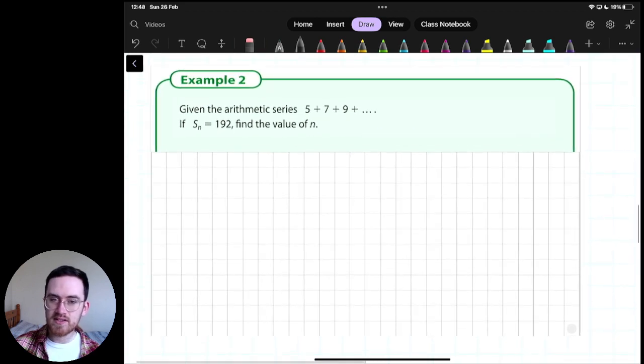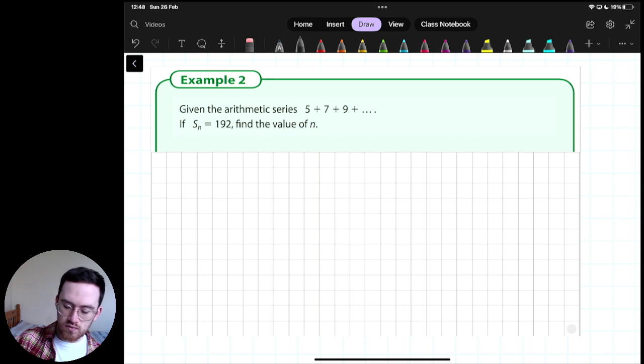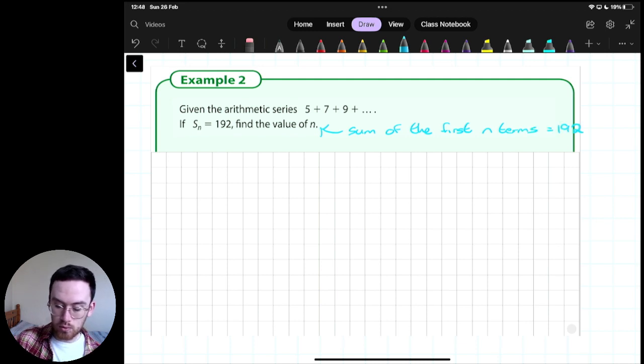Okay, and they tell us Sn is equal to a particular value, find the value of n. So really what we're saying is how many terms, that value of n, the sum of the first n terms. We want to know, well, what is n? So the sum of the first n terms is equal to 192, but what is n? How many terms do I have to add together?